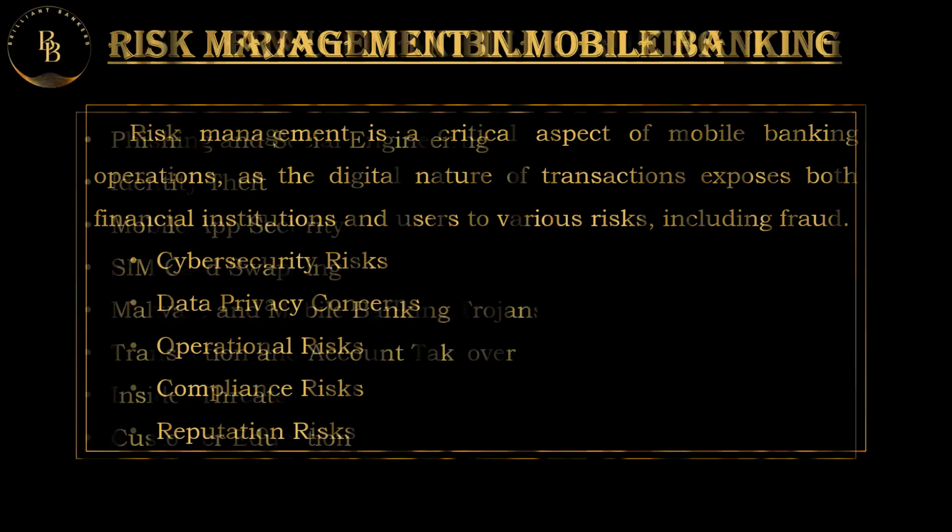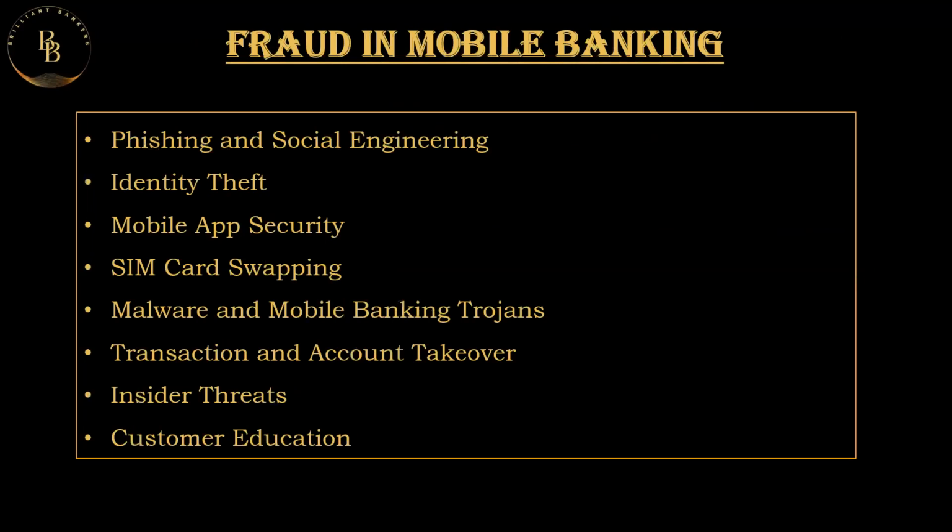The frauds in mobile banking can be classified as phishing and social engineering. Fraudsters may use phishing emails, messages, or calls to trick users into revealing sensitive information like the password or the pins. Education and awareness campaigns can help users recognize and avoid such scams. Identity theft. Criminals may attempt to steal personal information to impersonate the users. Banks should implement identification verification measures and monitor for unusual account activity also.